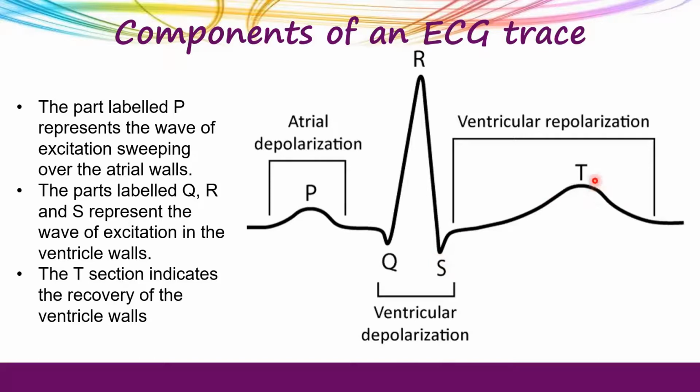And then comes the ventricular repolarization. This is the part where the ventricle will be relaxing. So P, Q, R, S, and T. The part labeled P represents the wave of excitation sweeping over the atrial walls as the atria contract. The part labeled QRS represents the wave of excitation in the ventricular walls, so you can see the ventricular depolarization. And then the T section indicates the recovery of the ventricular walls. So the ventricular walls are recovering after that.